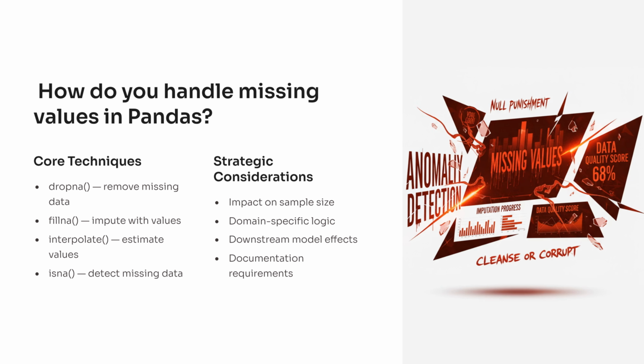But the real skill lies in the strategy behind the function. Think about the impact on sample size. Are you accidentally throwing away valuable information? Or domain-specific logic. For instance, in finance, a missing transaction date may not mean zero, it might mean pending. And don't forget downstream effects. How will your imputation choice influence model coefficients or feature scaling? So when you explain this in an interview, you're not just naming functions, you're showing that you can handle data responsibly, with both statistical and business sense.